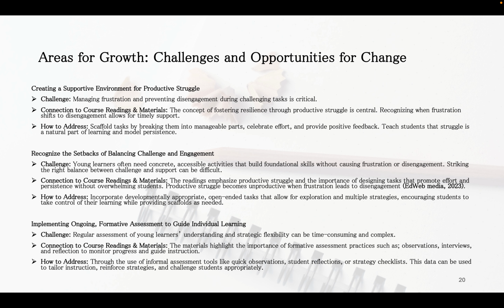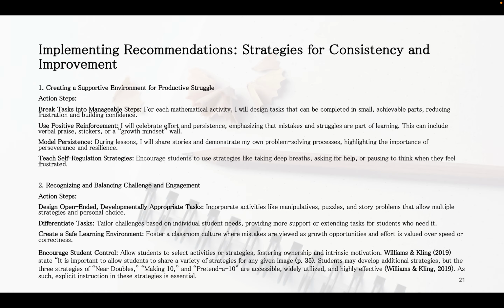I think that another challenge is implementing ongoing formative assessments to guide individual learning. Regular assessments of young learners' understanding and strategic flexibility can be time consuming and very complex. The materials really highlight the importance of formative assessment practices such as observation, interviews, and reflection to monitor progress and guide instruction. So I don't really need to take a lot of time to assess my students, and it could be just an easy observation and go on from there. I think the use of informal assessments such as quick observations, student reflections, and strategy checklists can really be used to tailor my instruction, reinforce strategies, and challenge students appropriately.